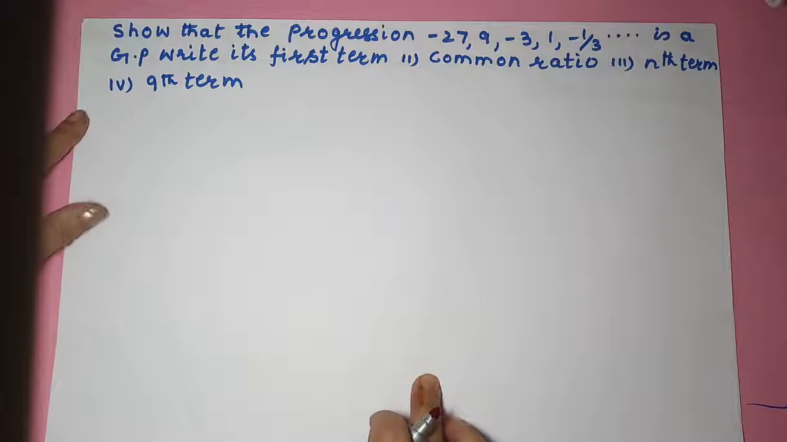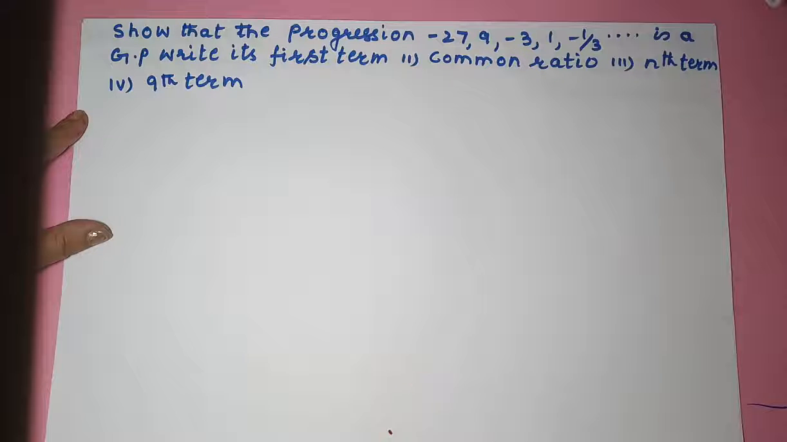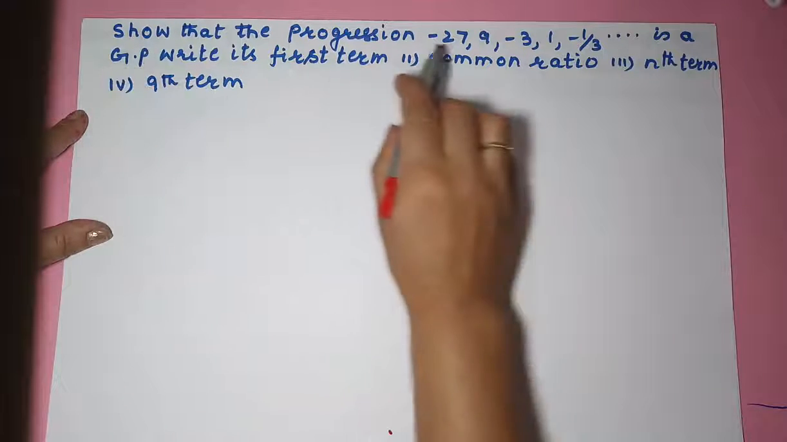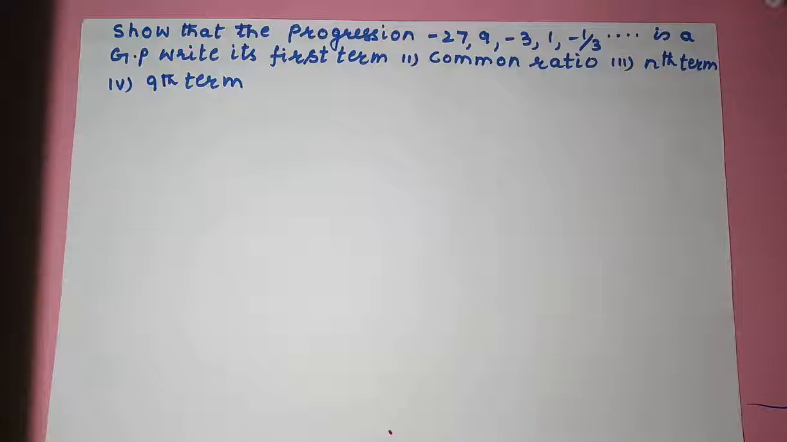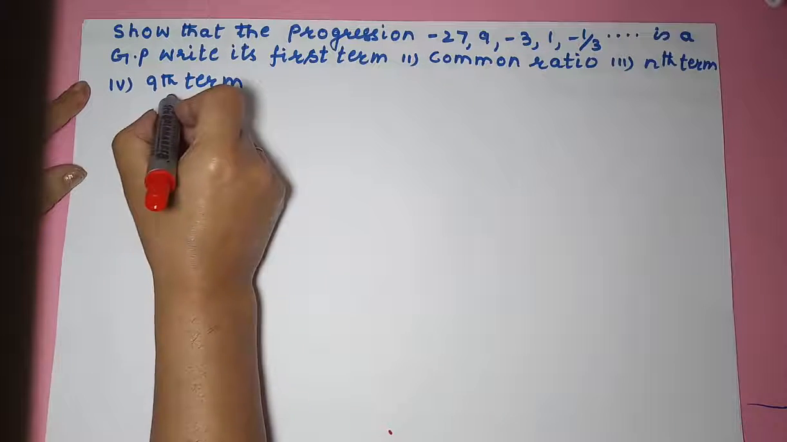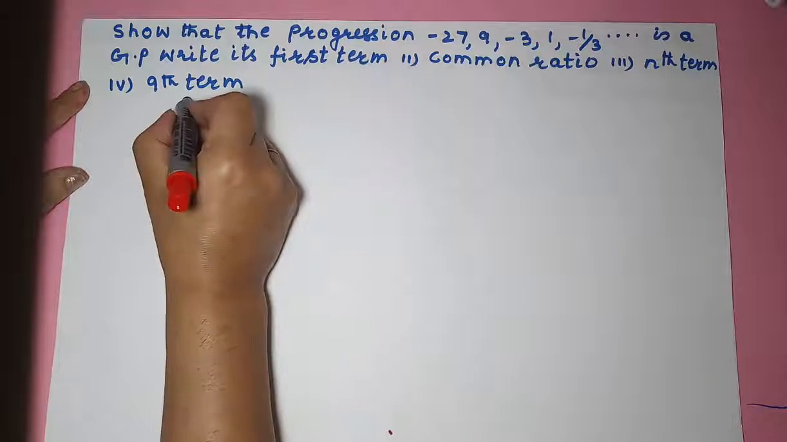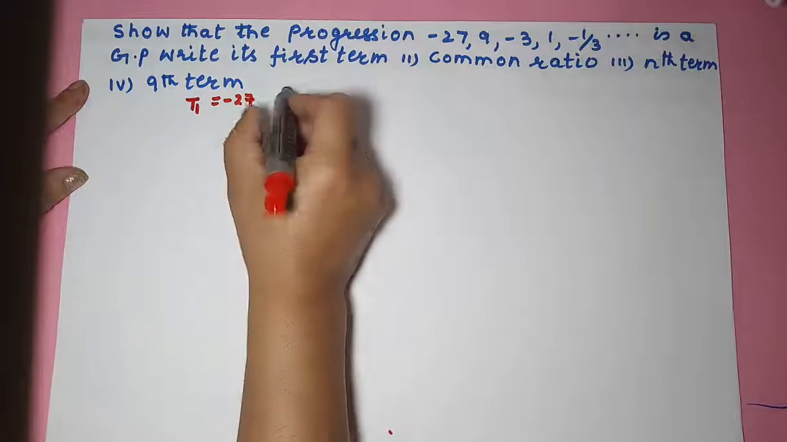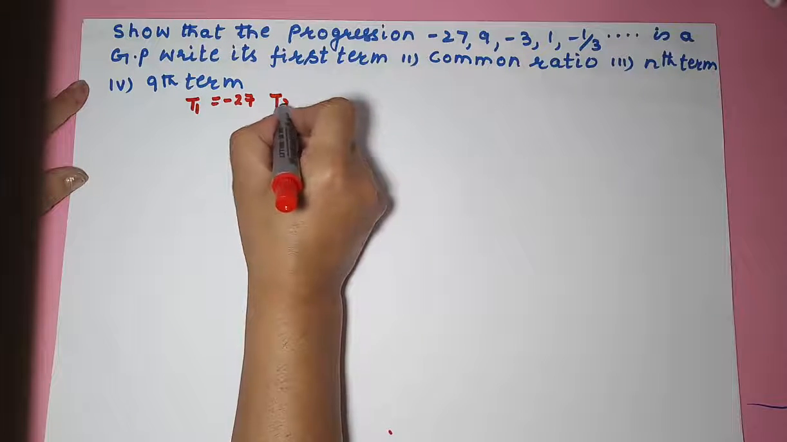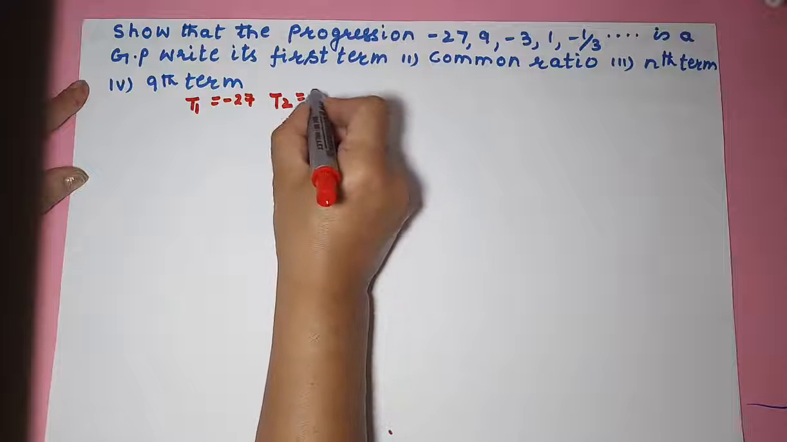Here in this video, we'll solve some more sums based on the geometric progression. He's saying show that the progression which he has given is a GP. Write its first term, common ratio, nth term and ninth term. So what is my first term here? My T1 is minus 27, right? What is my T2? T2 is 9.